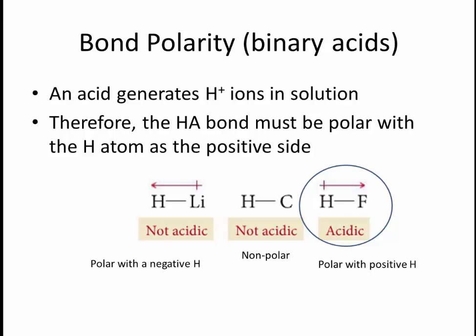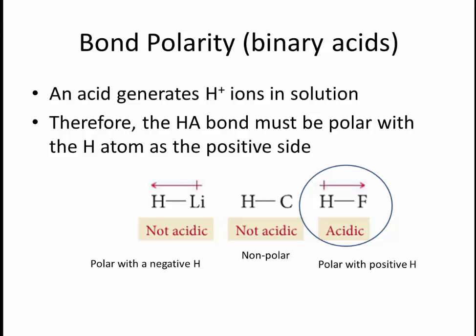kind of acids you want to think about bond polarity. So an acid is something that generates hydrogen ions when you place it in solution. Therefore, the bond between hydrogen and the atom it's bonded to must be polar, with the hydrogen atom as the positive side of your pole. So if you look here at these three examples, the one on the left shows hydrogen bonded to lithium. It turns out that bond is a polar bond, but hydrogen ends up being the negative side of the pole. So that will not be an acidic molecule.